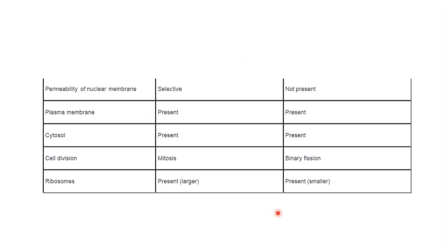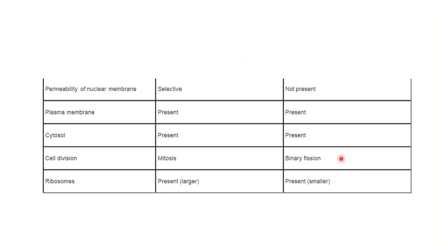Plasma membrane is present in both of them. Cytosol is present in both of them. Cell division, how do they reproduce? In the eukaryotic, that's mitosis. We talked about this, that prokaryotes use binary fission.